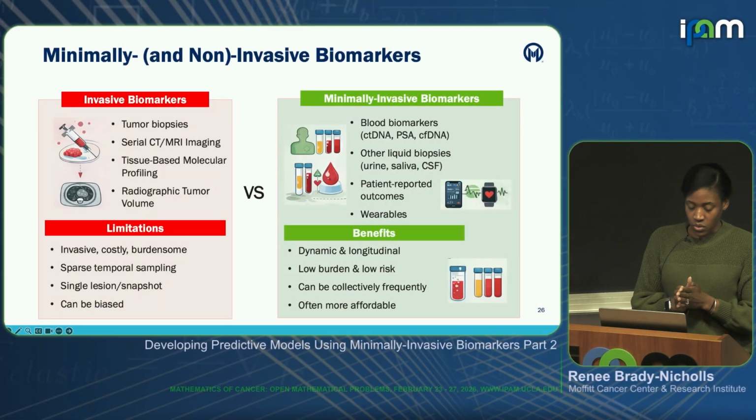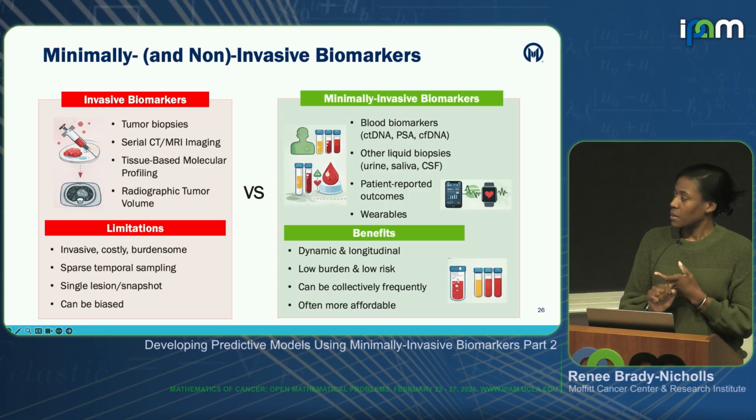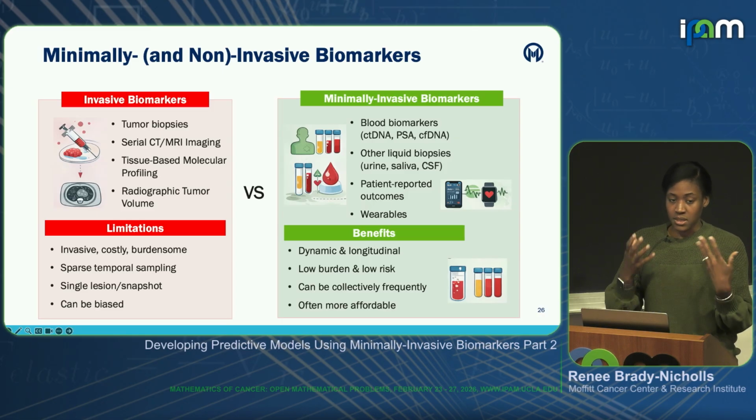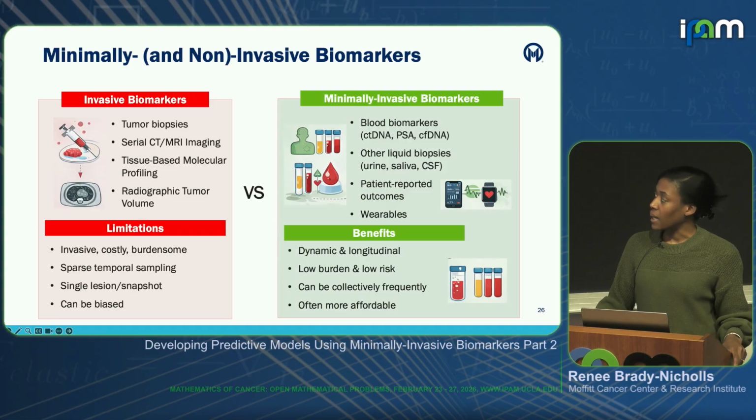So traditional invasive biomarkers, those comprise of, say, tumor biopsies, serial CT, MRI imaging, tissue-based molecular profiling, or radiographic tumor volumes. And the limitations of those can be that they are invasive, costly, burdensome, and we often get very sparse temporal sampling because of it. And oftentimes when we're doing a simple biopsy or a single time point, we're only looking at a snapshot in time. We can't see how it evolves over time. So that can often lead to bias.